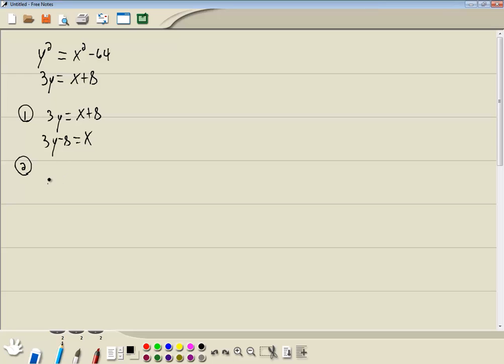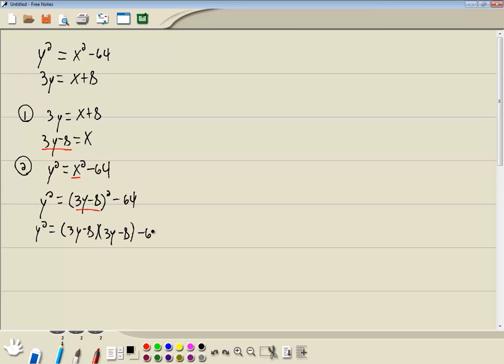Step 2. Plug this into your other equation. So you've got y squared is equal to x squared minus 64. Now here we just said that x is equal to 3y minus 8, so we're going to replace the x here with 3y minus 8. So we've got y squared is equal to (3y minus 8) squared minus 64. And then we want to solve. Well, (3y minus 8) squared, that's (3y minus 8) times (3y minus 8) minus 64.